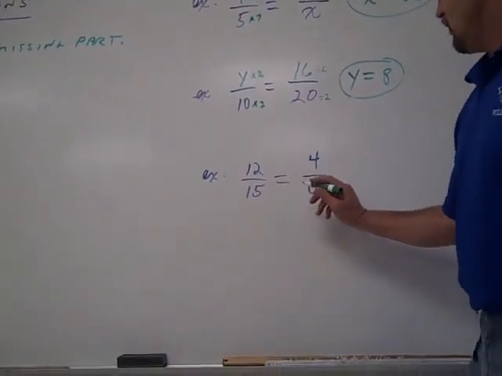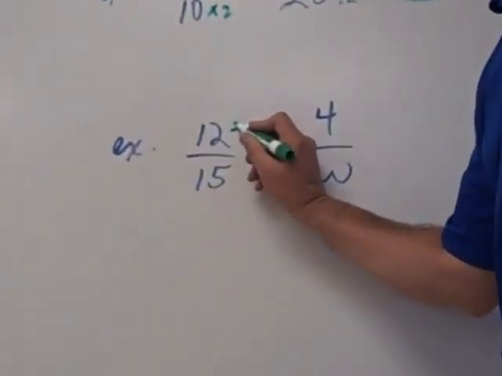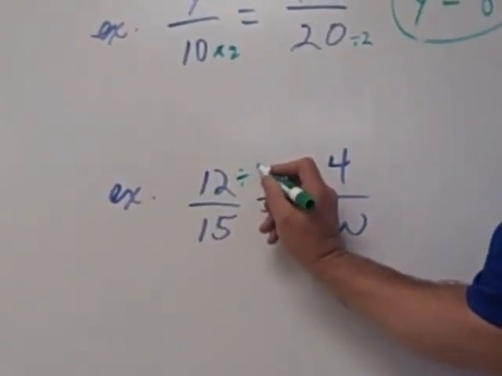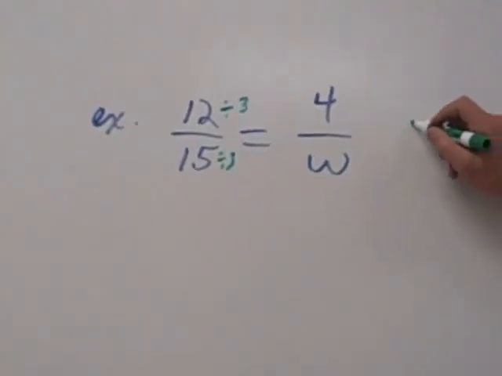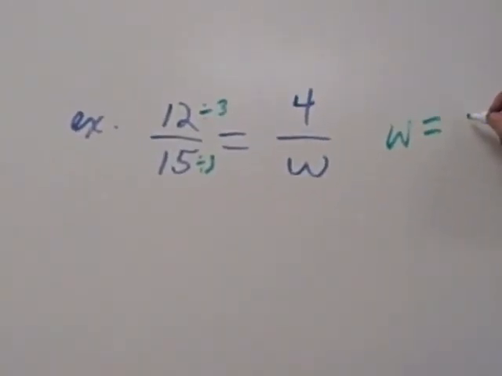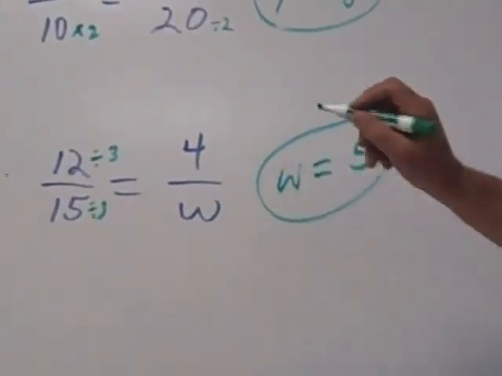How does 12 turn into 4? Divide by 3. Ooh, this one wasn't a times one. It was a divide by. So do the bottom, divide by 3. W equals 5.